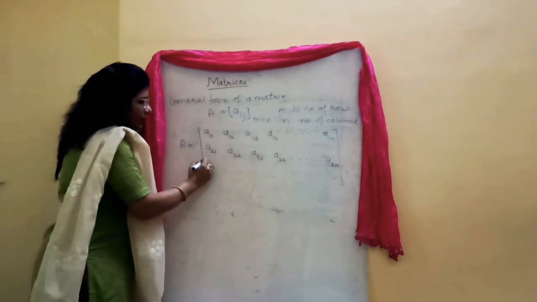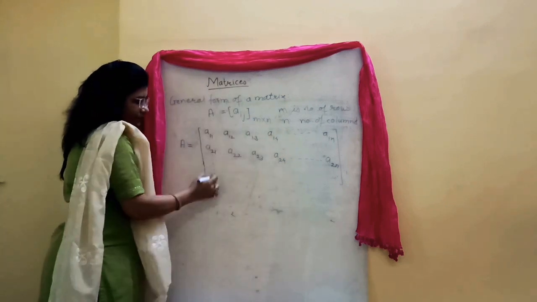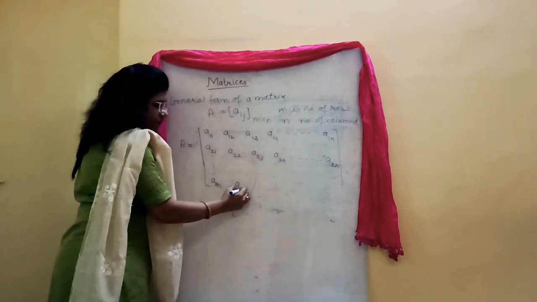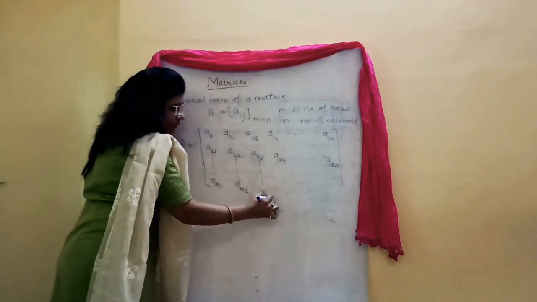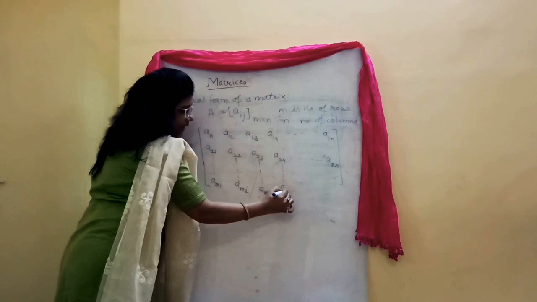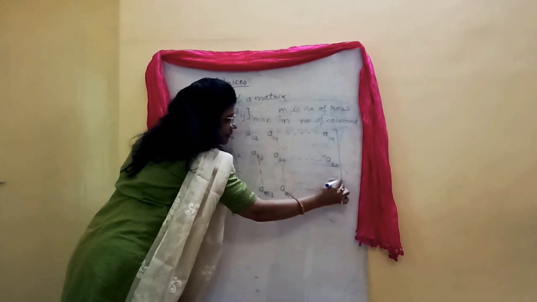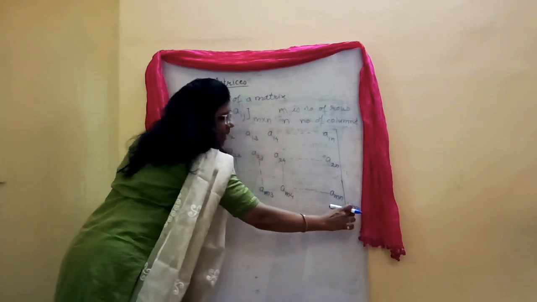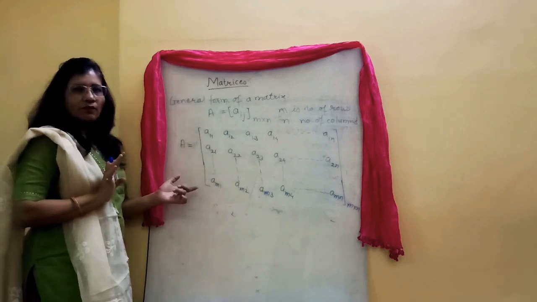Okay. Now suppose we don't know how many rows are there. Suppose m number of rows are there. So it will be mth row, first column; mth row, second column; mth row, third column; mth row, fourth column, and so on; mth row, nth column. So this is a matrix having order m by n, and this is the general form of a matrix.